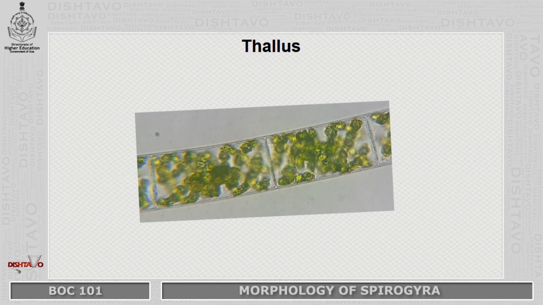This is how the thallus looks. Here you can see, students, that there are cells which are longer in their length as compared to the breadth, and you can see the chloroplast pigment which is moving in a spiral pattern, because of which the alga gets its name Spirogyra.